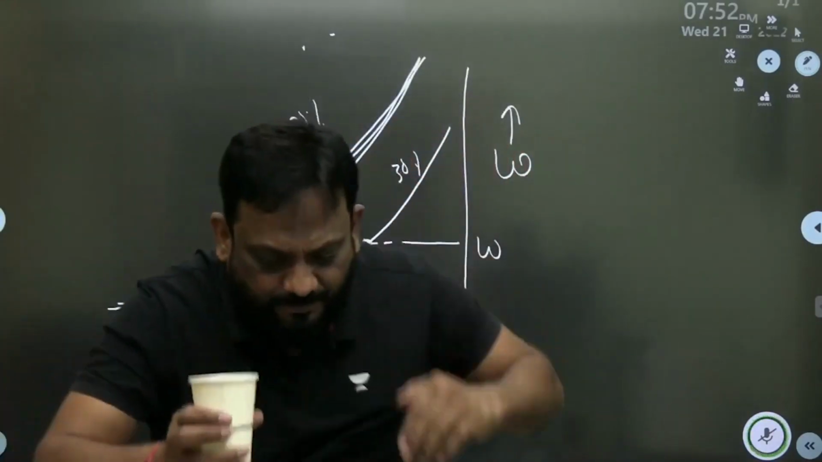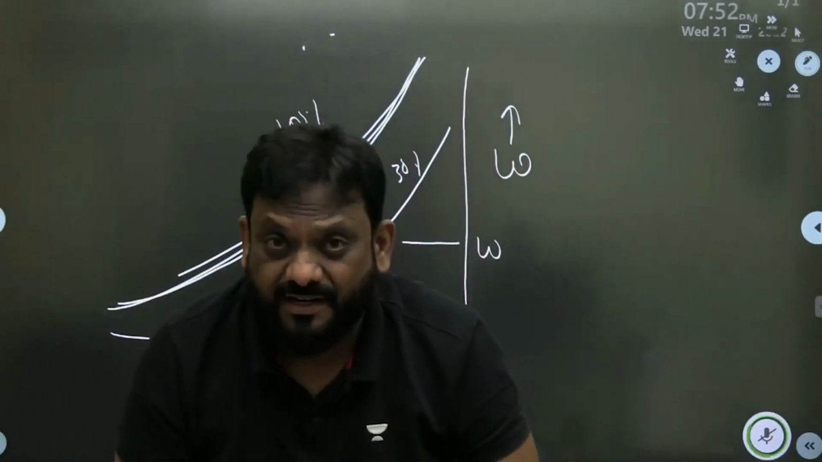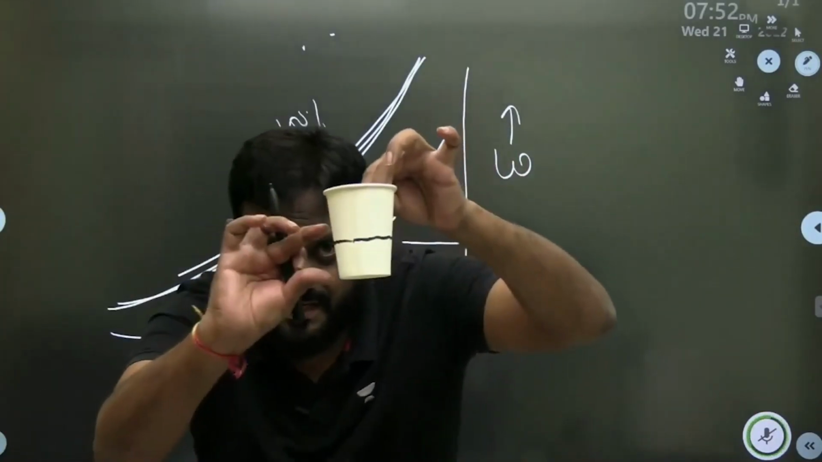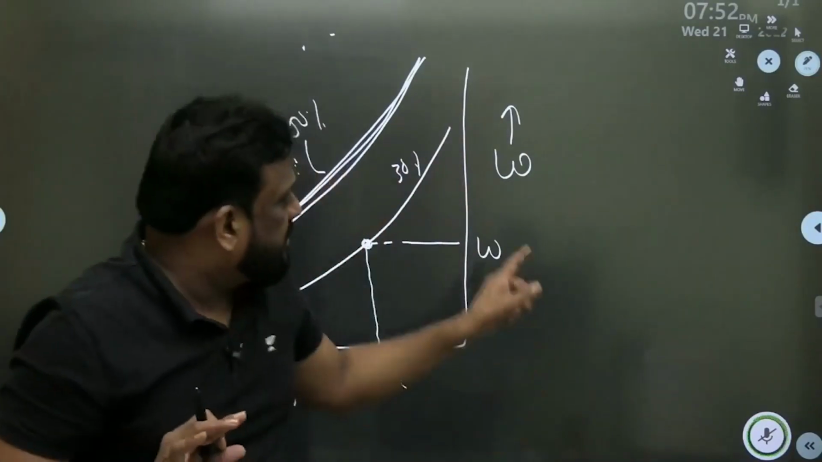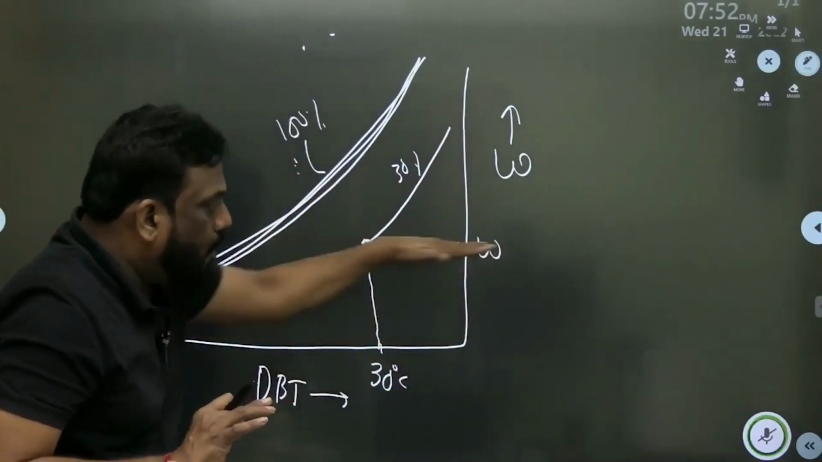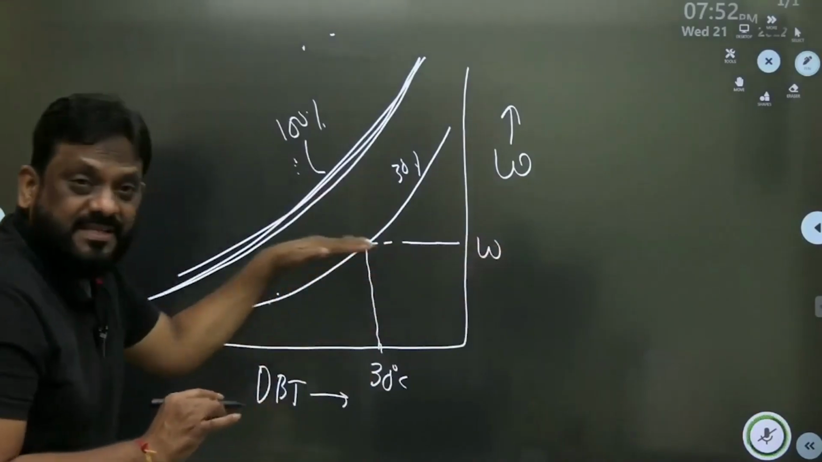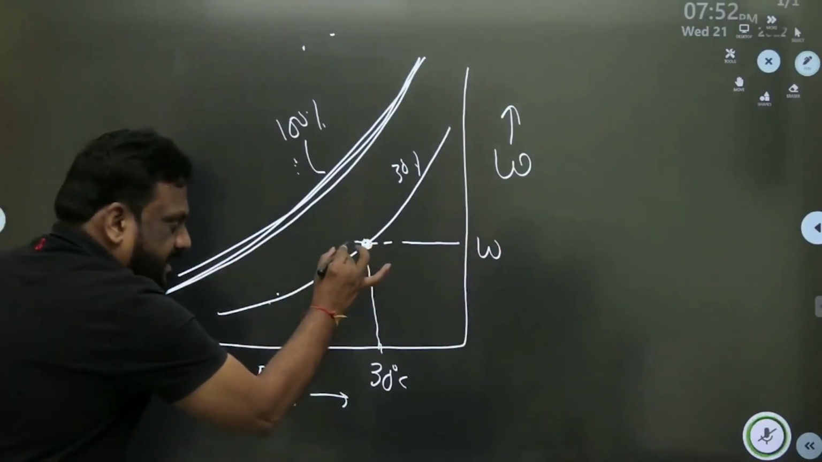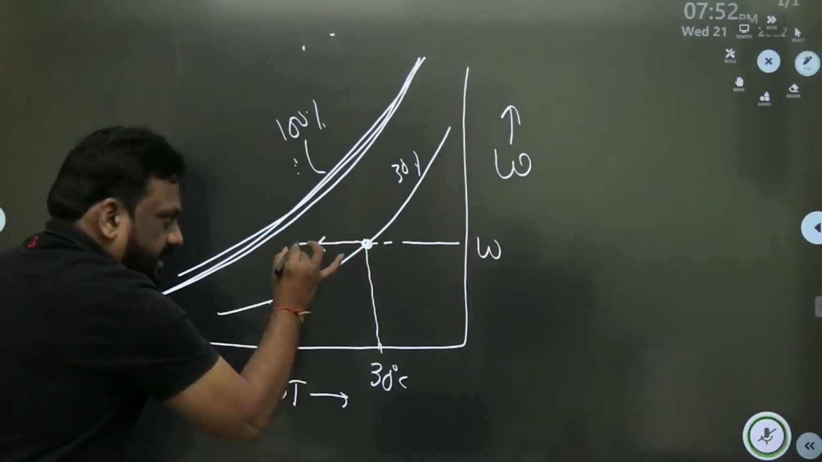Now let us reduce the temperature. But are you changing the moisture content? No. Whatever moisture is there in the glass, I'm not changing. When moisture is not changing, it should be horizontal. Omega is not changing, so the temperature is decreasing. When the temperature is decreasing, let us say we are here.